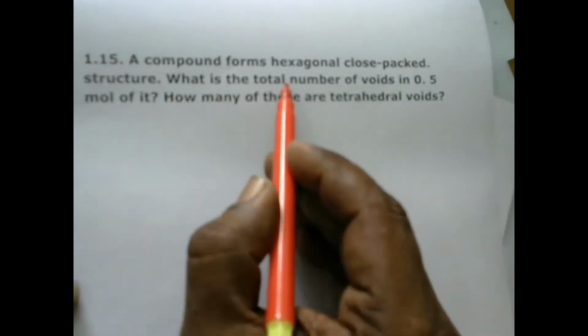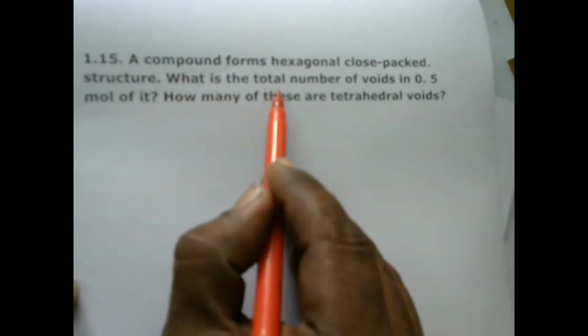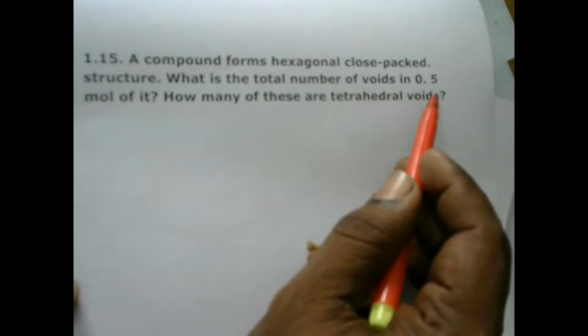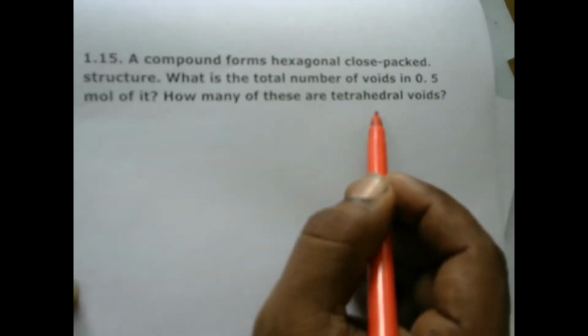A compound forms hexagonal close packed structure. What is the total number of voids in 0.5 mole of it? How many of these are tetrahedral voids?